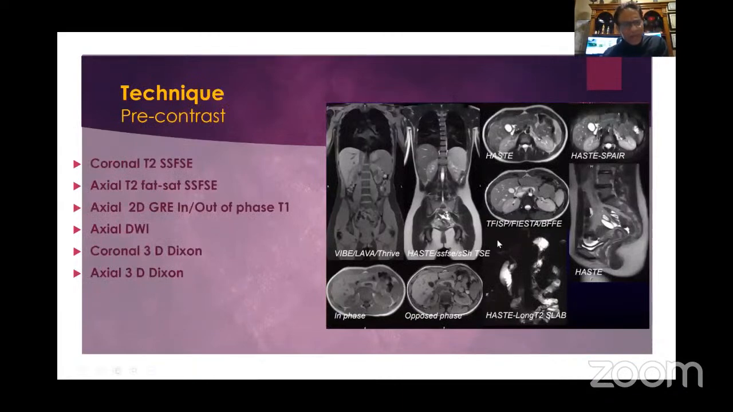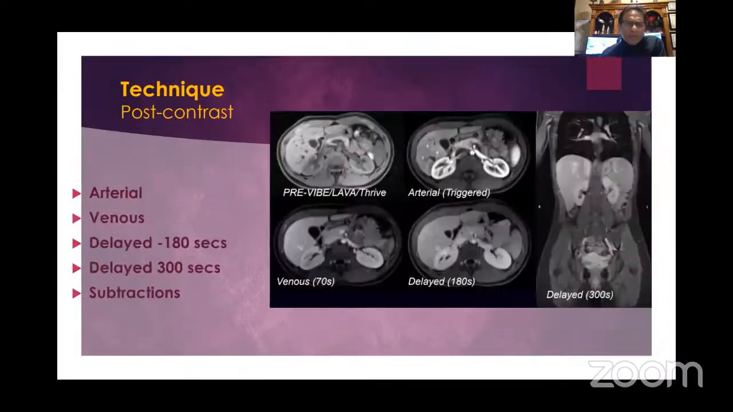First of all, technique. Technique is very important. Our MR protocol is the same for all abdomens. It has coronal T2, axial T2 fat sat, gradient echo in and out of phase imaging, DWI, and coronal and axial Dixon. Post contrast, we typically do all these sequences with post contrast images in arterial, venous, 3-minute delay, 5-minute delay in coronal, and for all we do subtractions as well.